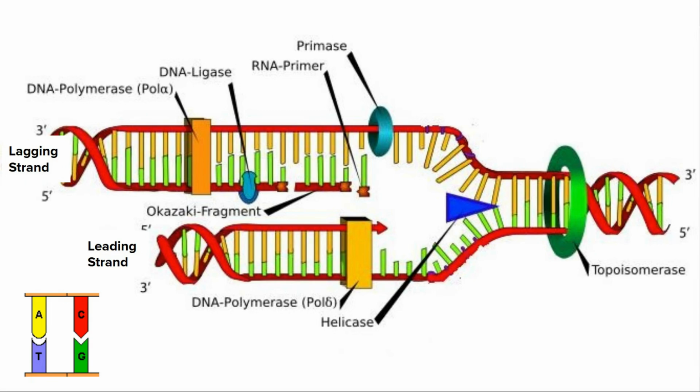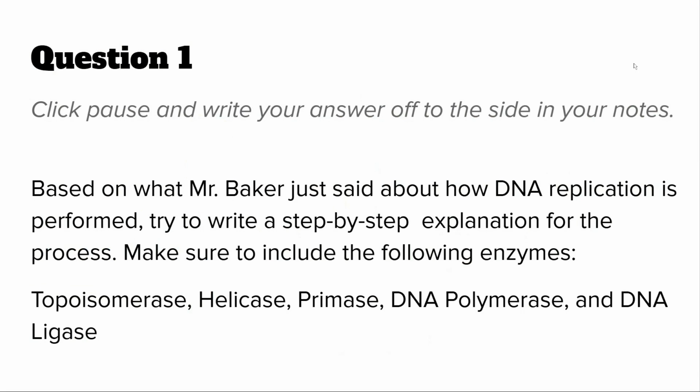So we've got the leading strand and lagging strand. For our question today, I want you to try to write a step-by-step explanation for the process. Based on how you took notes over that last minute and a half, 2 minutes, you might already have this in your notes, right? But I want you to specifically include the following enzymes: topoisomerase, helicase, primase, DNA polymerase, and DNA ligase.